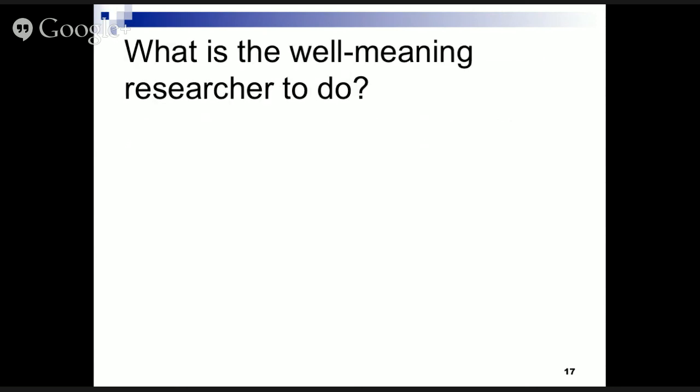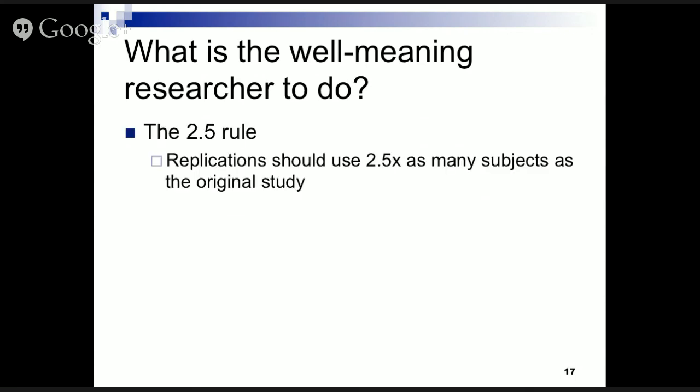So, what is the well-meaning researcher to do? You want to do a power analysis, you want to do it well, but the effect sizes are probably inflated, and there's this huge range. What can I do? There are two suggestions that some people have put forward. One is the 2.5 rule, which is suggested by Uri Simonsohn. His idea is basically, we know that a lot of the published effect sizes are inflated, so replications should just use 2.5 times as many subjects as the original study across the board.